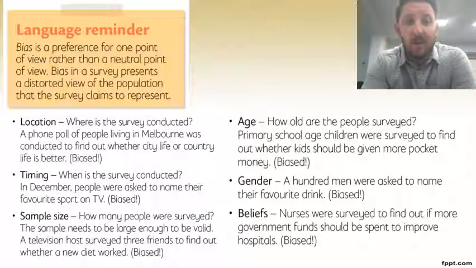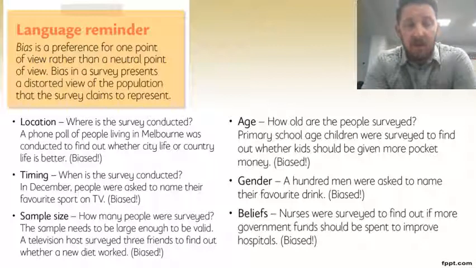One might be the location where they do their survey. So obviously if they're asking something like which is the best city, if they do it in Melbourne and they ask is Melbourne the best city in Australia, of course they're going to get the right answer. The timing that they do it, so asking people at a certain time of the year what is their favourite sport. Obviously if they're doing it in cricket season it might be cricket, and if they're doing it in football season it might be football.